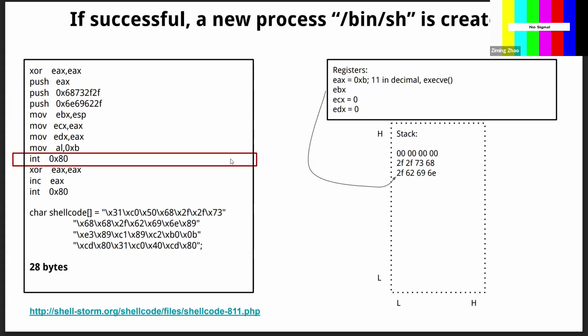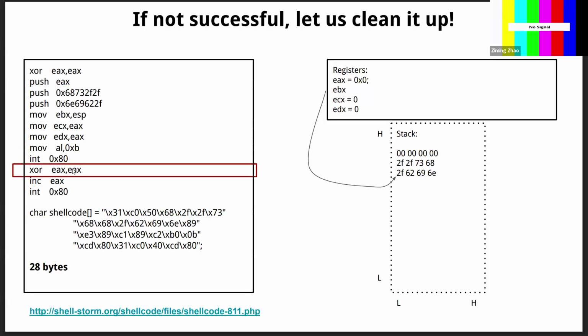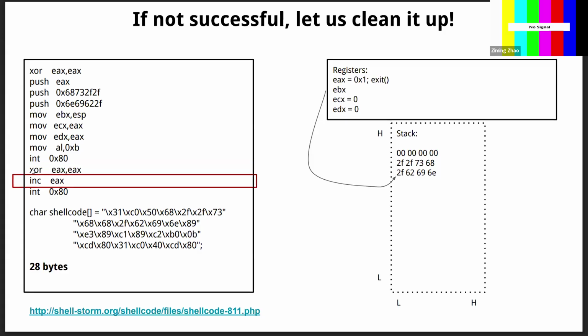And we will not return to execute the rest of the 3 instructions. But if this is not successful, this int instruction is basically an interrupt. This will return here. It will not replace the current process. It will return here and keep executing. Then we just want to clean up. We want to gracefully exit.